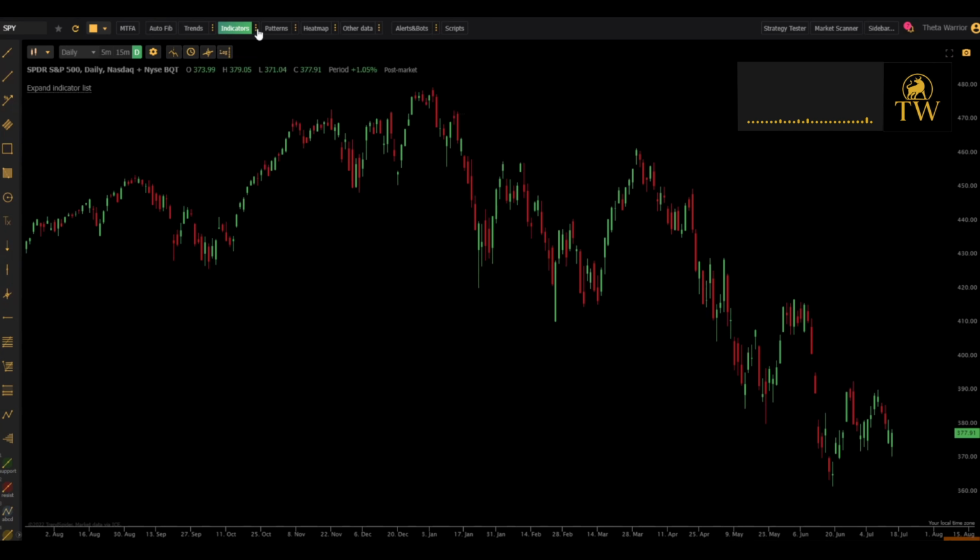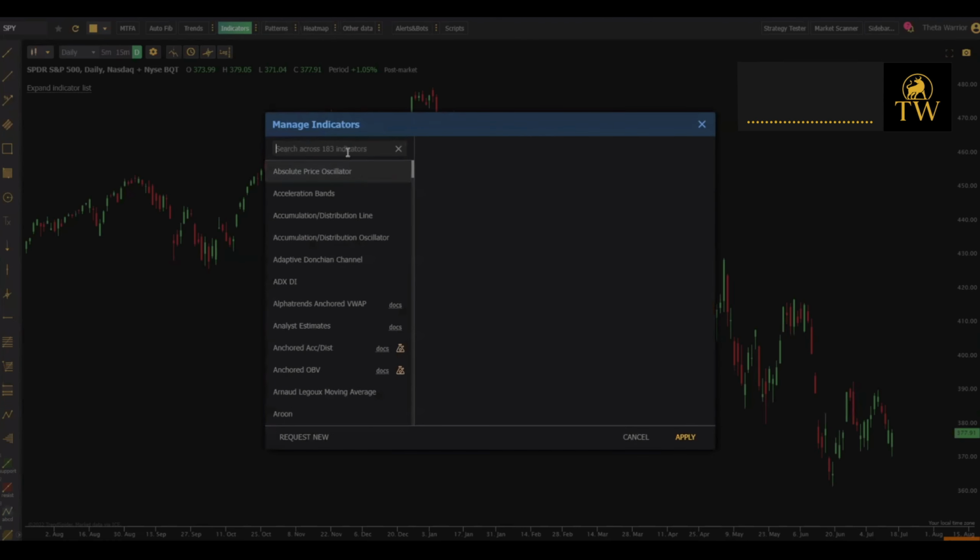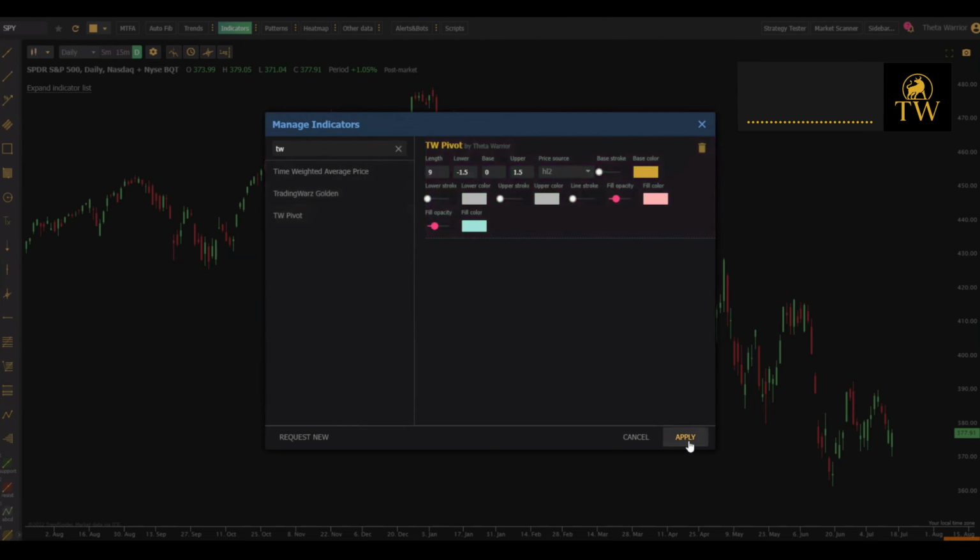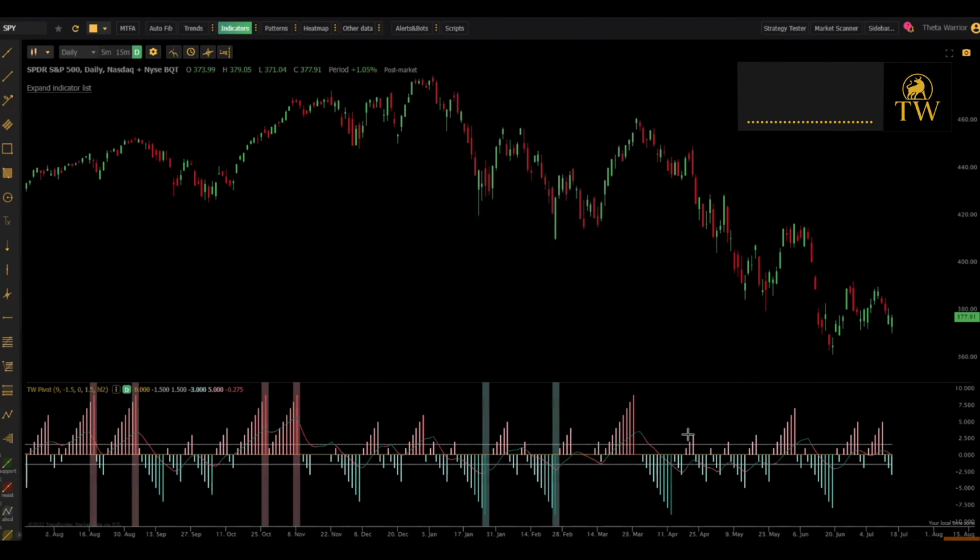So the first thing, of course, we're going to want to add the indicator. We can quickly find it. Just type in TW, click on it one time, and then all the defaults should be good to go, just the way you'd want them. And you'll see that we now have the indicator at the bottom of our screen.